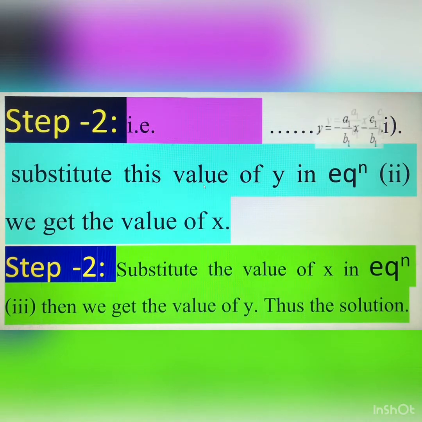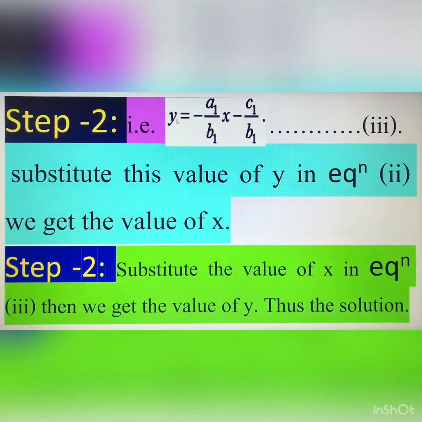Step number 2. So let us find y equal to this in terms of x. Now we substitute this value of y in equation number second, that is a2x plus b2y plus c2 equal to 0. So we put this value in equation number second. Then we get the value of x. Step number third, substitute the value of x in equation number third. When we find the value of x, then we will put it here, that is equation number third, and then we will get the value of y. So this is the solution of that system.